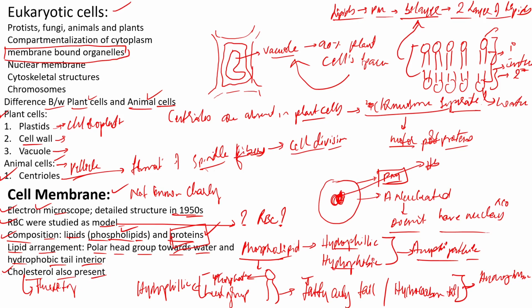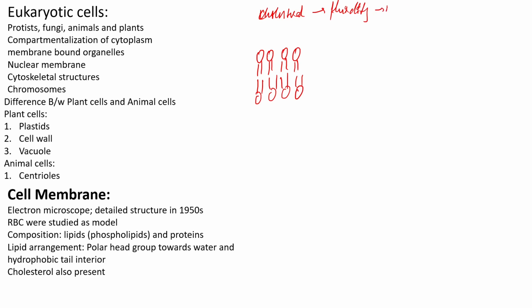So let us erase this particular part, and we can draw the diagram once again. This is one phospholipid molecule, second, third. Similarly one more, and similarly one more. So now, cholesterol mainly plays an important role in the fluidity. What fluidity? Membrane fluidity. It plays an important role in the membrane fluidity.